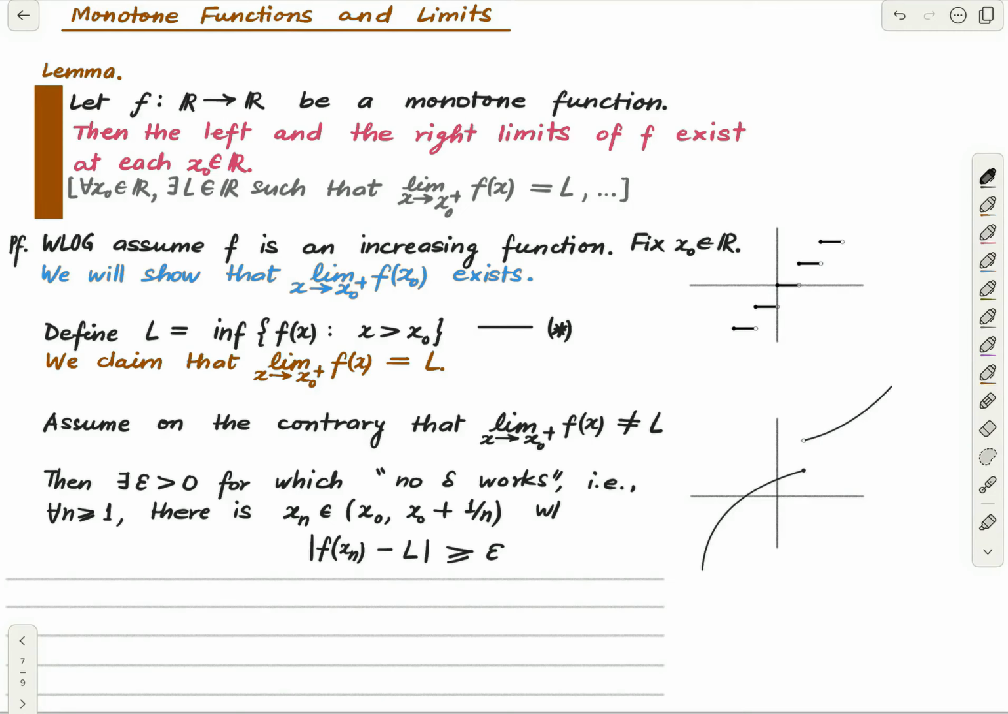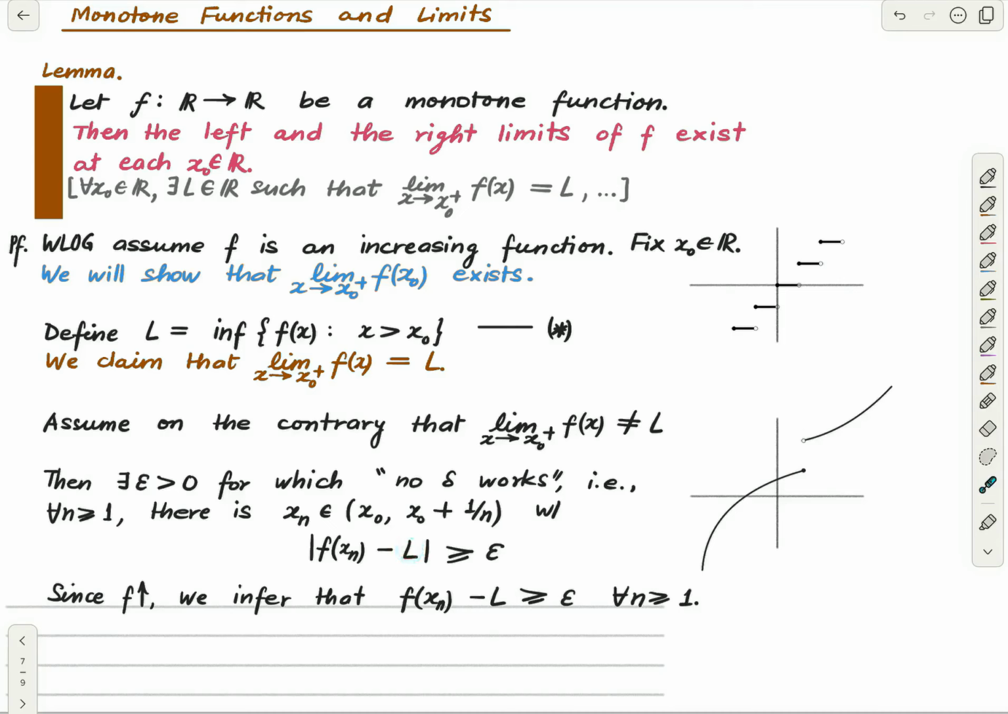Okay, so now since f is increasing, we deduce that. How do we deduce this? Well, what is the definition of L? L is the infimum of all the values of f on the right side of x0. Now xn is on the right side of x0, so whatever is the value of f at this point, that cannot be smaller than L. So this is definitely a positive number, and therefore we can drop the absolute value sign and write this. We have that because of the increasingness of f. So therefore, just rewriting it.